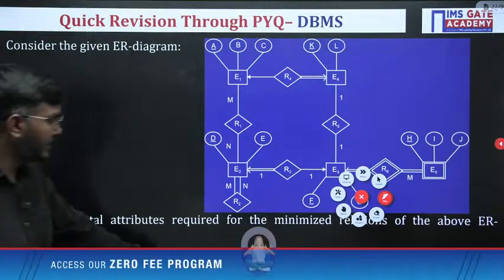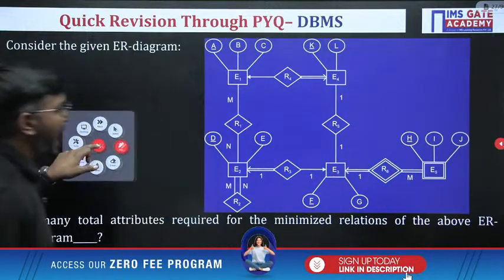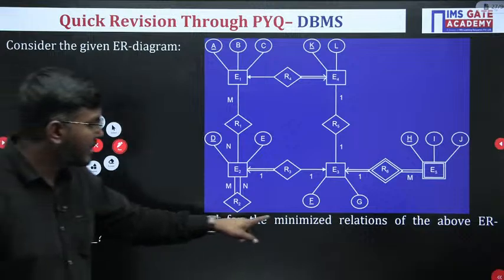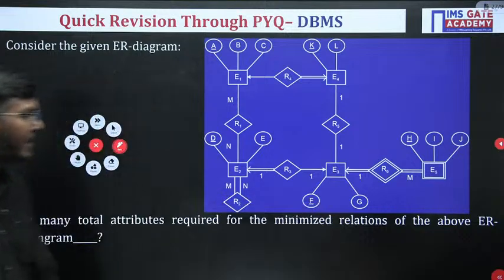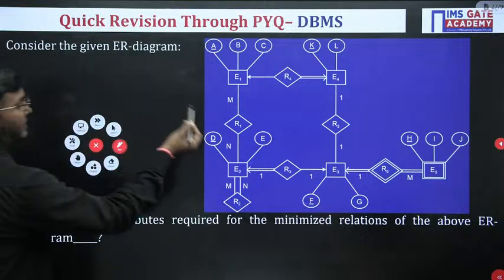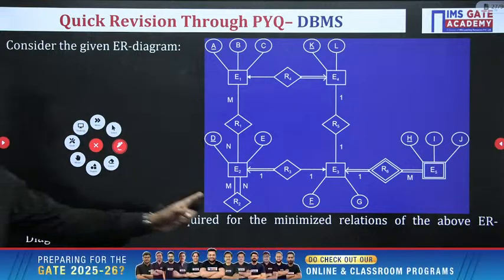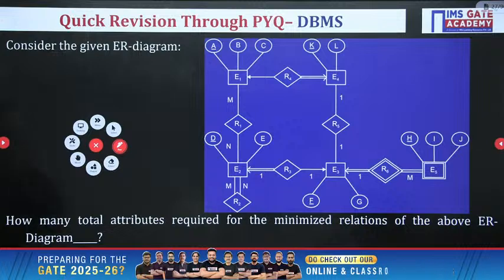Solve these questions and tell me how many total attributes are required for the minimized relations for the given ER model. Now for the ER model, first convert this into relational tables and then see how many total attributes we are having. Total attributes. Quickly try.